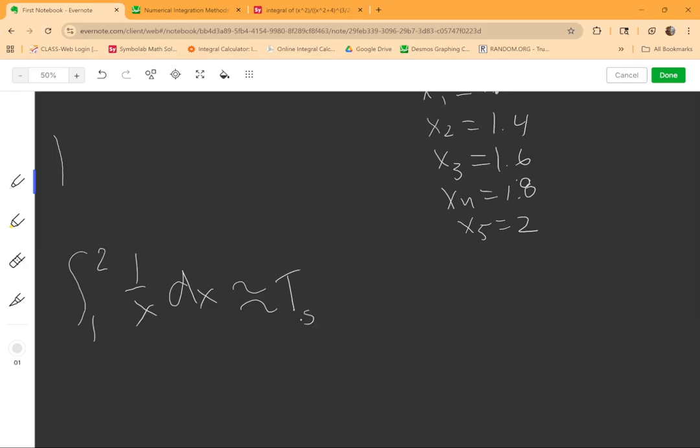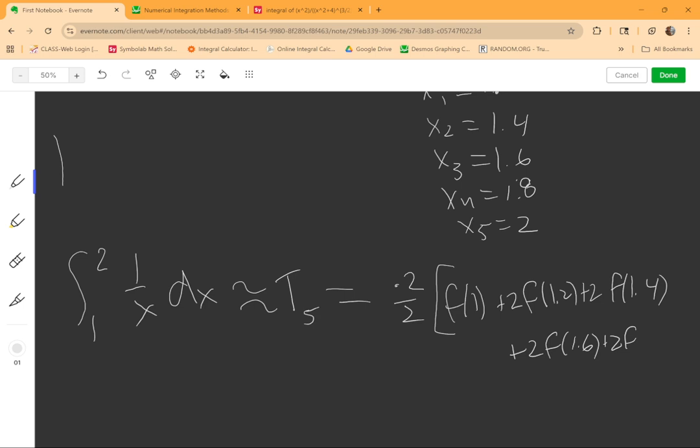I'm going to approximate it by the trapezoidal rule, where n is 5, so it'll be 0.2 over 2, times f of 1 plus 2 f of 1.2 plus 2 f of 1.4 plus 2 f of 1.6 plus 2 f of 1.8, and lastly plus f of 2. All right, and that is the setup of the trapezoidal rule.